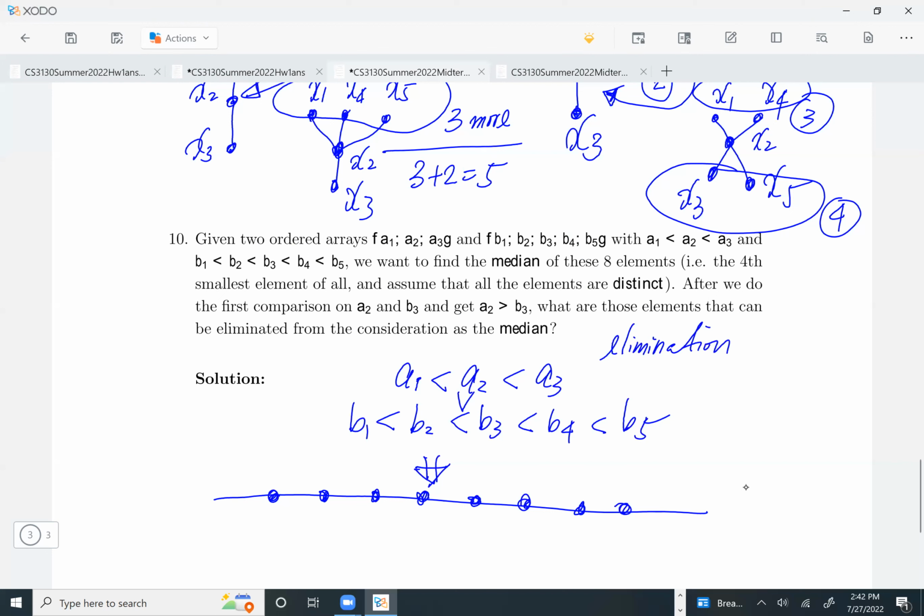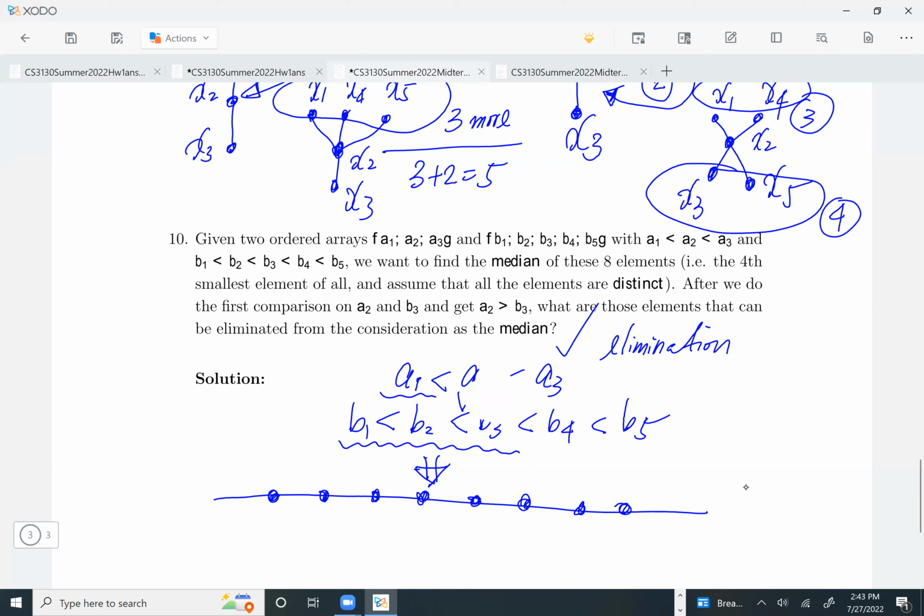First, look at x3. x3 greater than x2; look at how many elements x3 is greater than: b1, b2, b3, and a2, and a1. So x3 is greater than at least 5 elements, so x3 should be eliminated. Then let's look at x2.